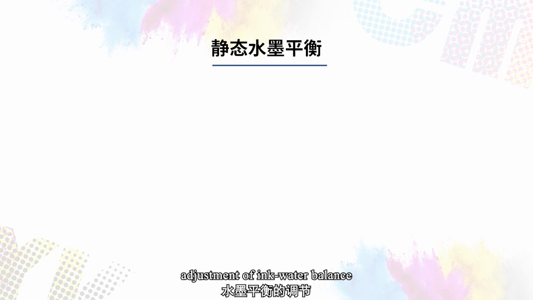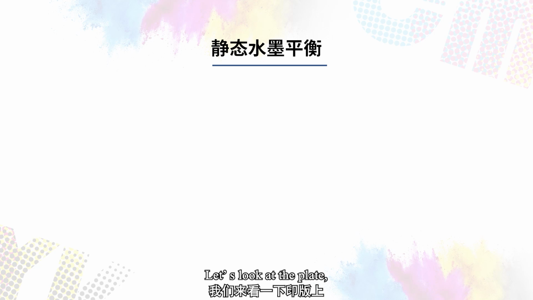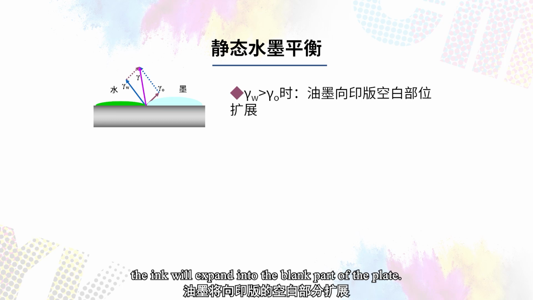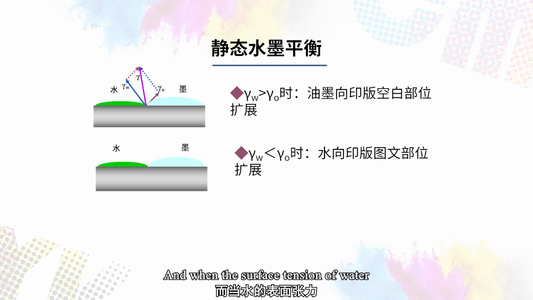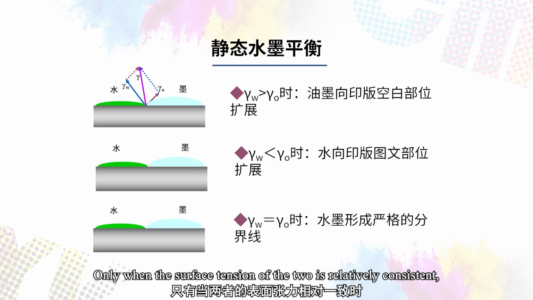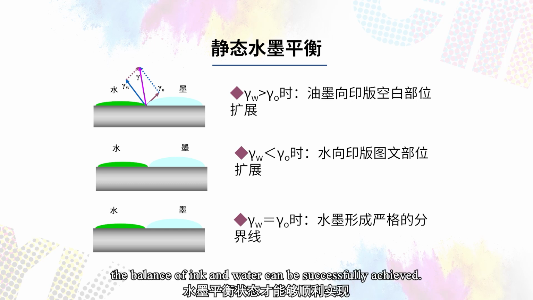Adjustment of ink-water balance. To achieve a static and stable ink-water balance, let's look at the plate surface tension of water and ink, their specifics. When the surface tension of water is greater than the surface tension of ink, the ink will expand into the blank part of the plate. And when the surface tension of water is less than the surface tension of the ink, water extends to the graphic part of the printing plate. Only when the surface tension of the two is relatively consistent, there will be a strict dividing line between water and ink. At this time, the balance of ink and water can be successfully achieved.